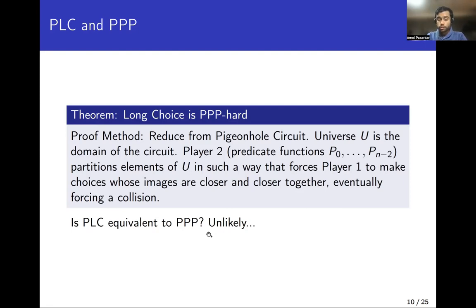And if we define the functions pi appropriately, then these functions guarantee that any long choice sequence is going to have the property that subsequent elements in the sequence are closer and closer together under their mappings via the Pigeonhole circuit. And by the time you get to the end of this long choice sequence, the elements are going to be so close together that they'll have to collide with at least one other element in the sequence. And that collision is going to give you a certificate to Pigeonhole circuit. Of course, to see the full proof, it's in the paper, but that's the general outline.